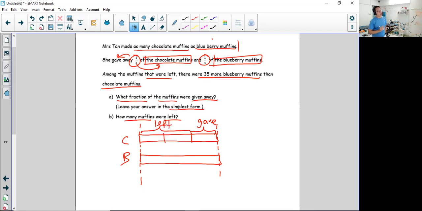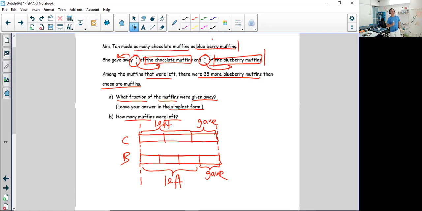Again, you can see that it's important to label, right? And she gave away 1/4 of the blueberry. So the blueberry muffins has a total of 4. Means you must cut into 4 boxes, right, for the blueberry muffins. So let's cut into 4 boxes like this. And she gave away 1 box, okay, 1 box. So here, label. And do remember to label this side, which is left, right? So you have drawn almost half the problem already.